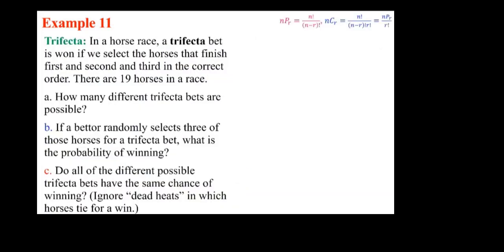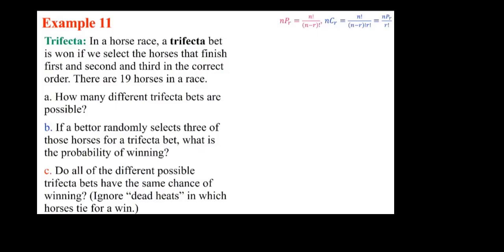In a horse race, a trifecta bet is won if we select the horses that finish first and second and third in the correct order. There are 19 horses in a race. How many different trifecta bets are possible? First, the definition of a trifecta is given to us. What we should know is that the size n is 19 and r is 3.